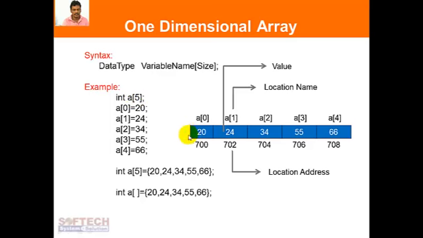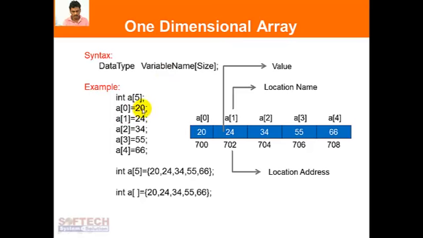This is the memory mapping of the single-dimensional array. A of 0 is the 0th location, and it ends with 4, because the total number of locations is 5. So it starts with 0 and ends with 4. If the total number of locations is 10, it starts with 0 and ends with 9. If the total number of locations is n, it starts with 0 and ends with n minus 1. So totally 5 values: a of 0, a of 1, a of 2, a of 3, a of 4.